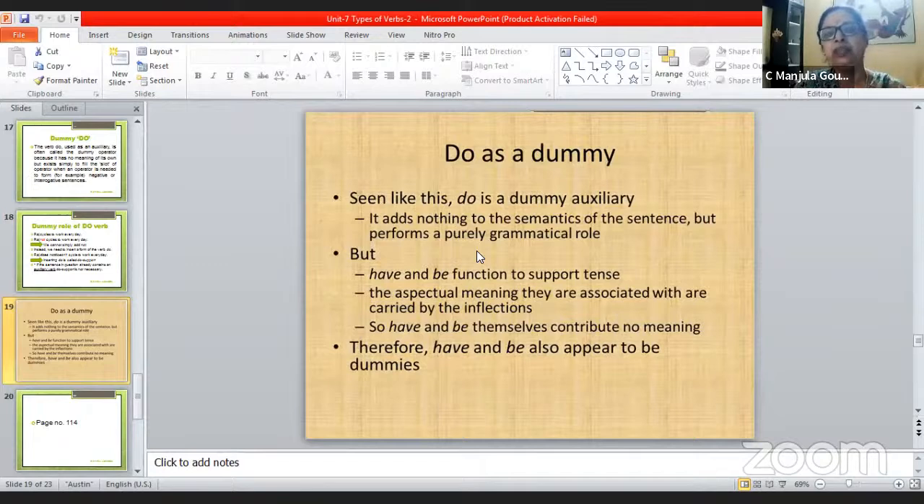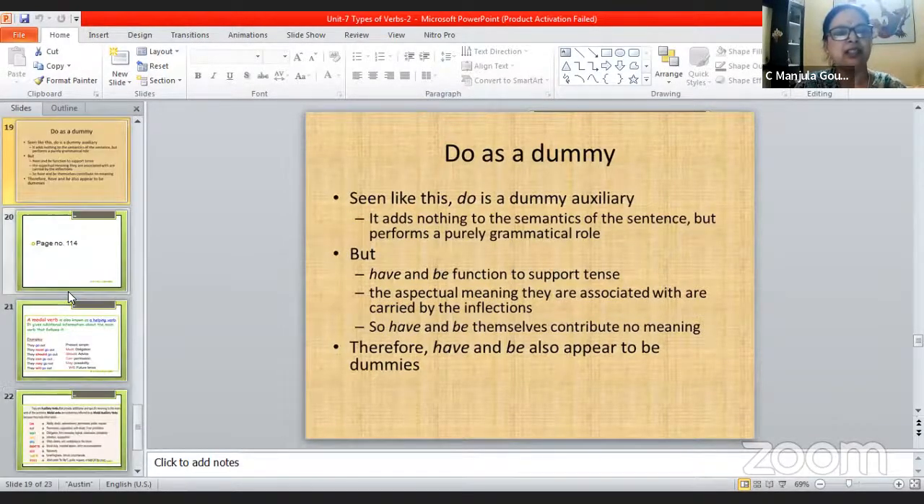The general rule is, whenever it is not there, we have seen a few sentences given for us on page number 114 in the reader. It is very clearly explained that a few sentences go grammatically wrong if we do not insert it. So in those sentences, we are using do as a dummy. And sometimes have and be also appear as dummies. Without them, you can't make a sentence. Yes, is it clear this part?